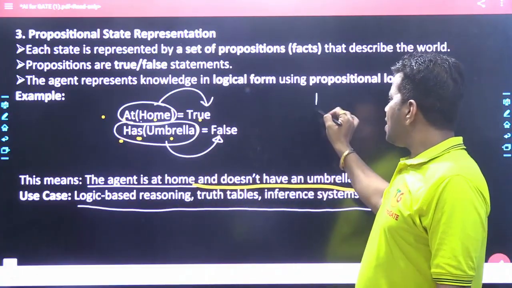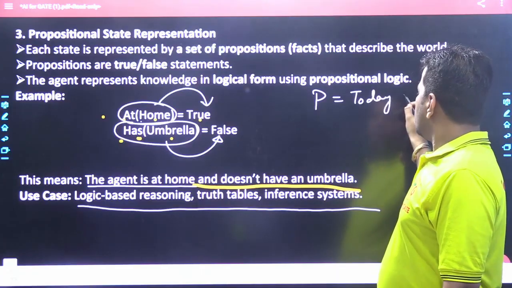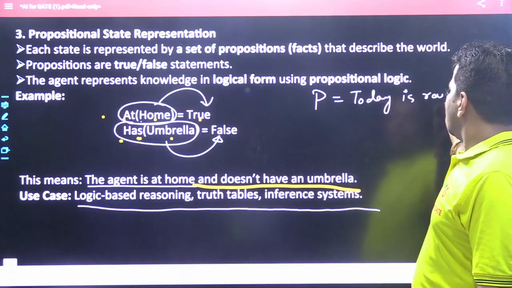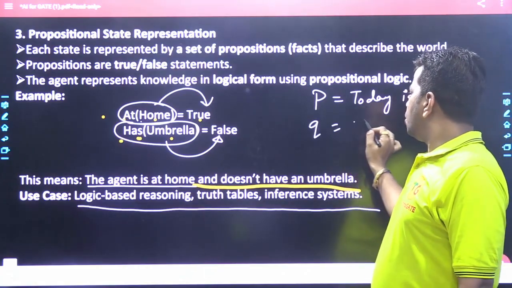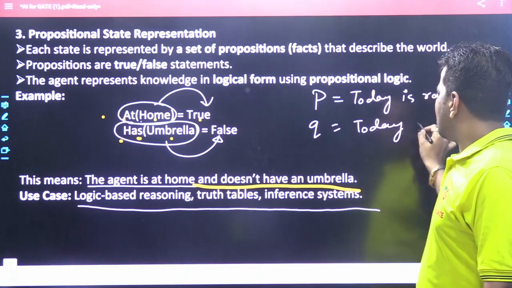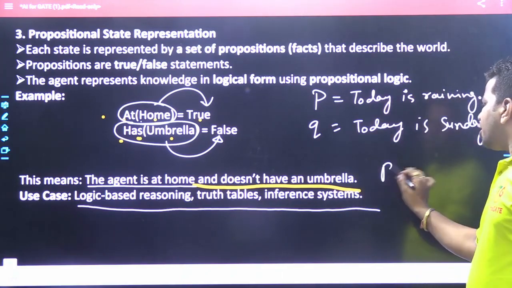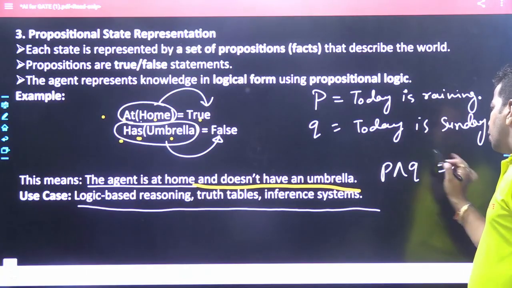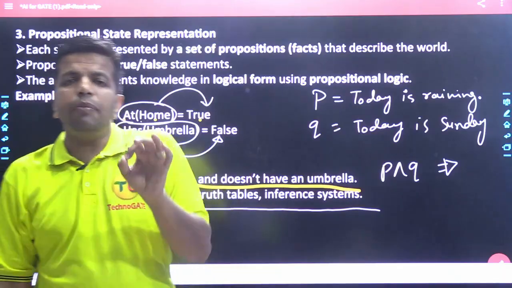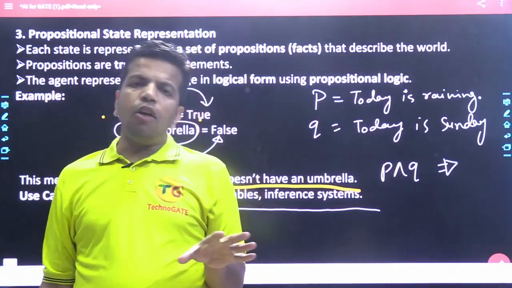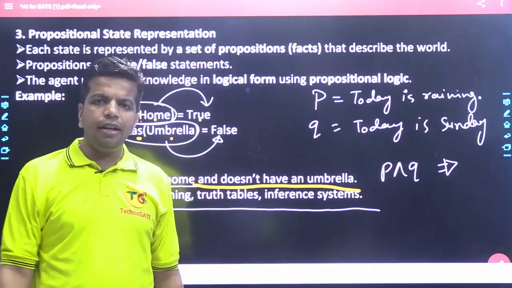Like there is one statement P, today is raining, and a statement Q, today is Sunday. If I am writing P and Q, what can we say? Statement P is true as well as statement Q is true. If we are taking the AND operation between them, it means both are true. It means today is raining as well as Sunday.